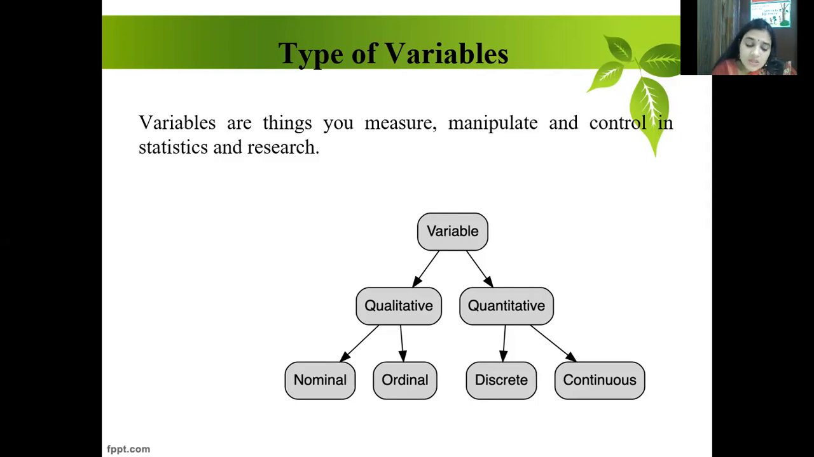Then continuous. These are numerical variables that you could never finish counting, such as time. You can never finish counting it. This is a continuous variable. You can find out ratios with that. This is the maximum used variable while doing parametric studies. When we talk about numbers, when we talk about empirical studies, this is 100% used. At least one variable would be continuous.